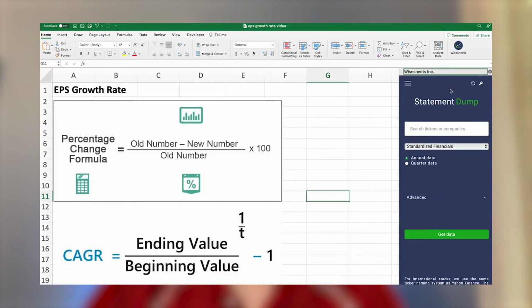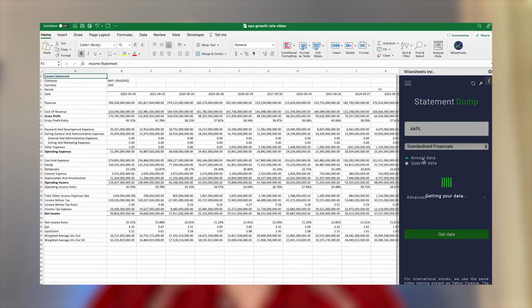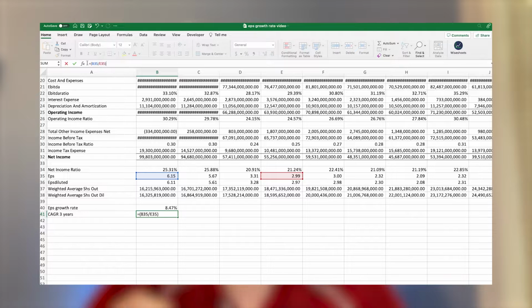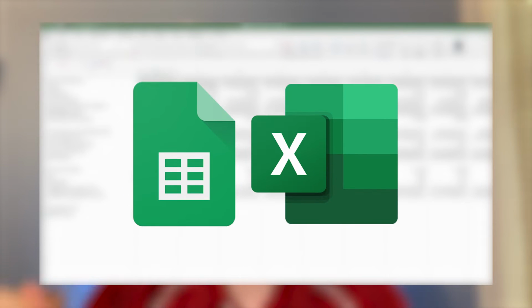In this video, I'm gonna share with you how you can calculate the EPS growth rate of any particular company with practical examples, as well as how you can get this metric automatically on your Google Sheet or Excel spreadsheet without any additional work.